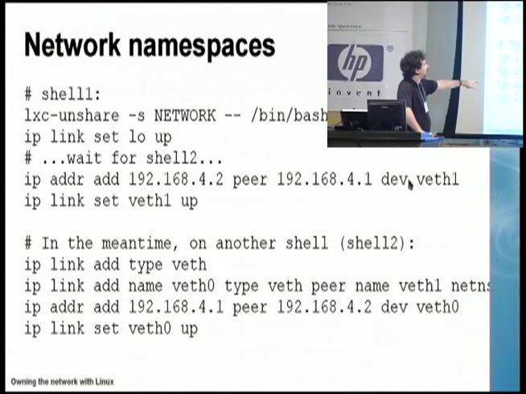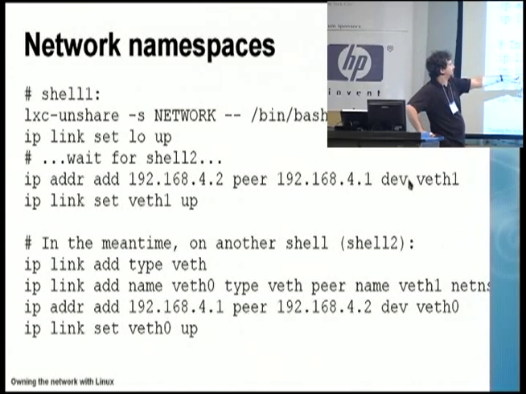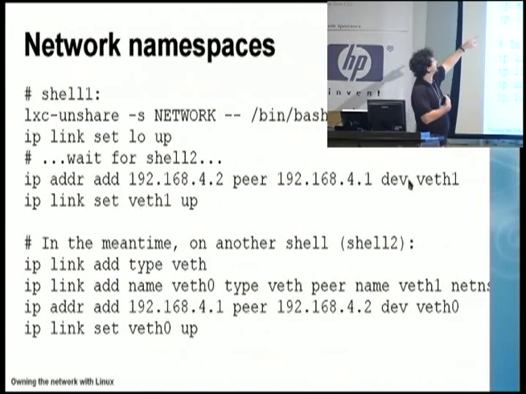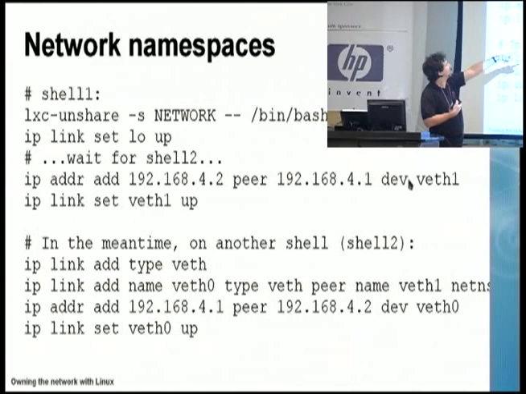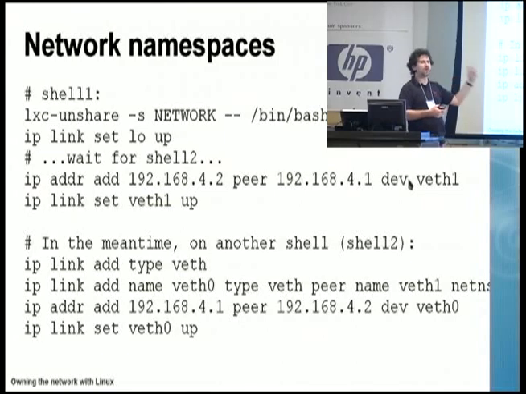And then you can create an IP address on this virtual Ethernet interface, which is basically just a local tunnel. And on the other side, at that point, we waited for shell 2 to finish. So now we have this veth1 in this case, and we can add it with the opposite IP addresses, set the link up, and at that point we can ping from within the container to out of the container.